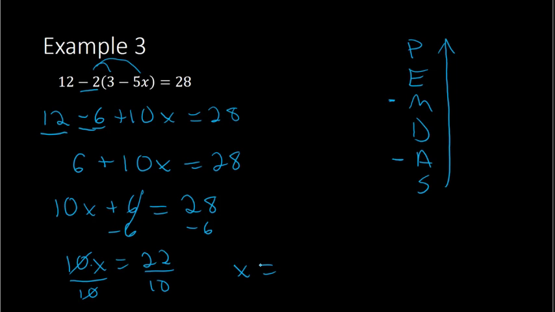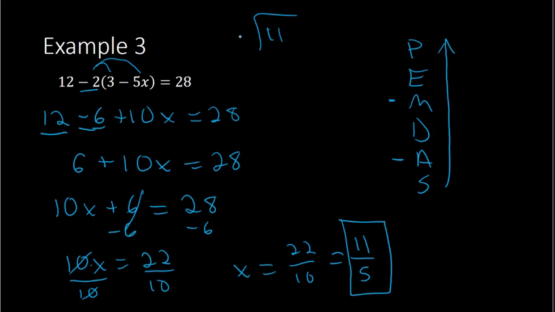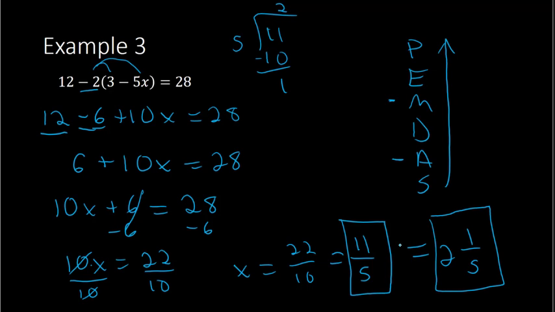I now have x equals 22 over 10, which can be divided by 2 on the top and bottom. That gives me 11 over 5. So this is my answer, but I could also write this as a mixed number, where I take 11 divided by 5, and I get 2. 2 times 5 is 10. Subtract, we get 1. Write the remainder as a fraction. So we get 2 and then 1 over 5. So either way, 11/5 or 2 1/5 would be my answer.